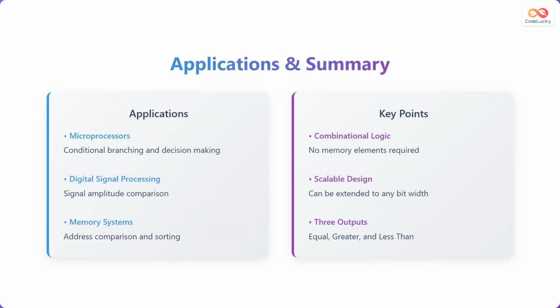Magnitude comparators have several applications. In microprocessors, they are used for conditional branching and decision-making. In digital signal processing, they are used for signal amplitude comparison. And in memory systems, they are used for address comparison and sorting.